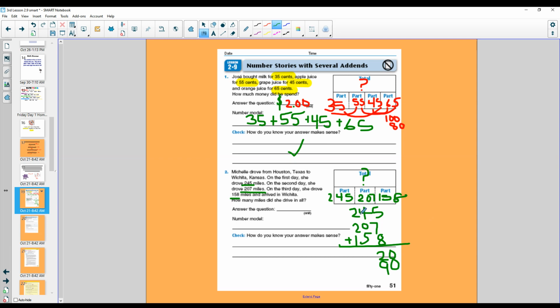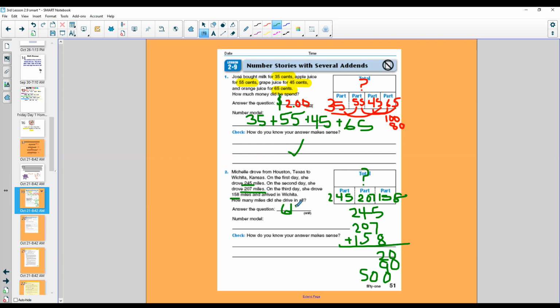Now I add up the hundreds. 200, 400, 500. Okay. And now look. 590. And then if I add another 10, that gives me 600, 610.